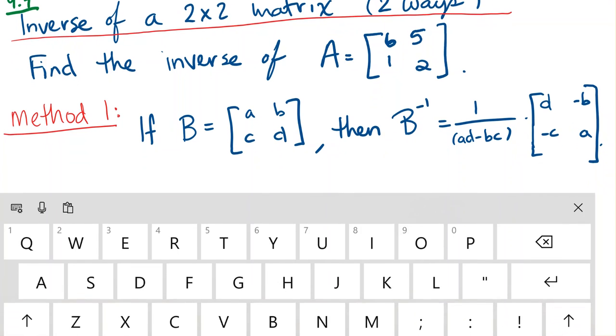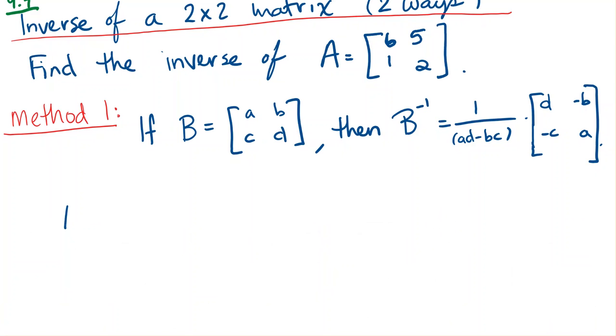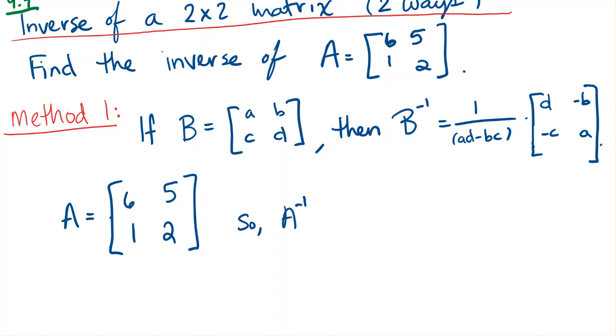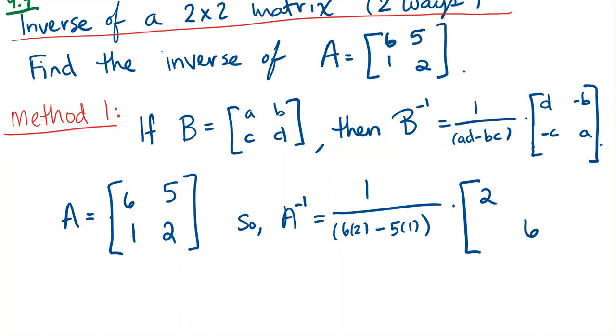So we change it to the opposite sign. For our problem, we have that A equals [6, 1; 5, 2]. Following this formula, A inverse will be 1 over (6 times 2 minus 5 times 1), times the matrix where we switch the main diagonal, so a 2 and then a 6, and change the sign on the off diagonal, so negative 5, negative 1.